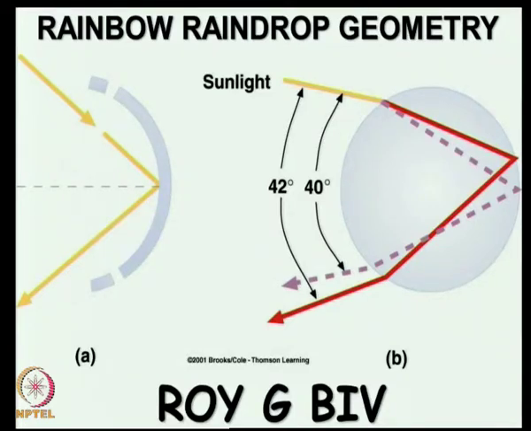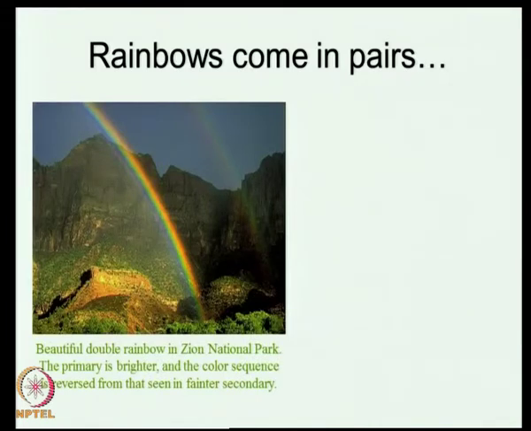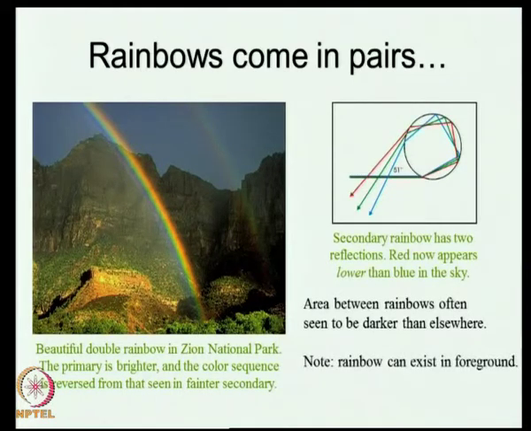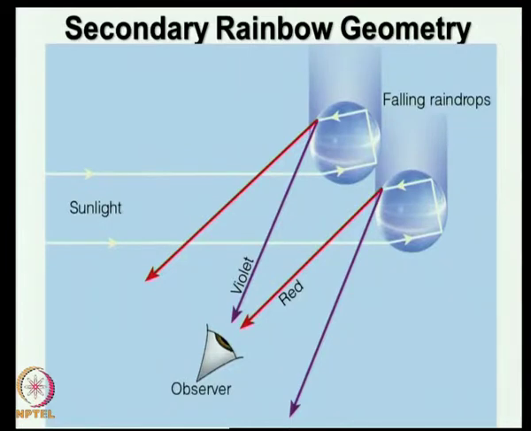So, this is essentially the same, there is no difference between this and the previous one. This is again an illustration of the two rainbow phenomena and how the change in angle occurs. Here, the second rainbow geometry is again shown with two refractions and two internal reflections.